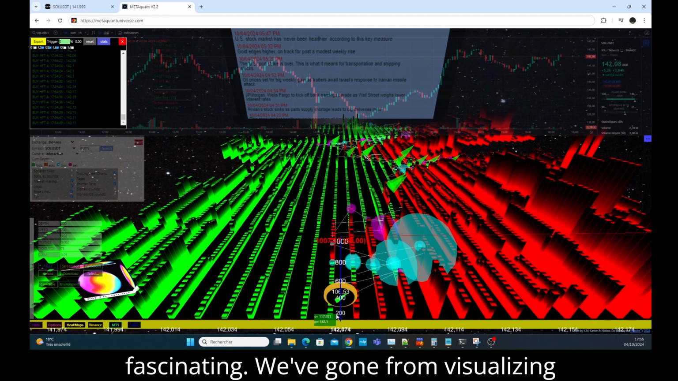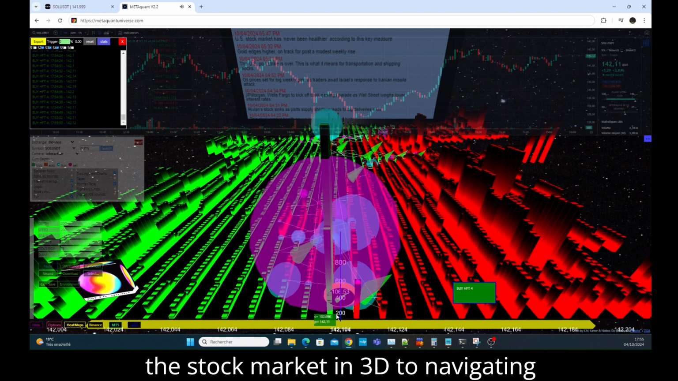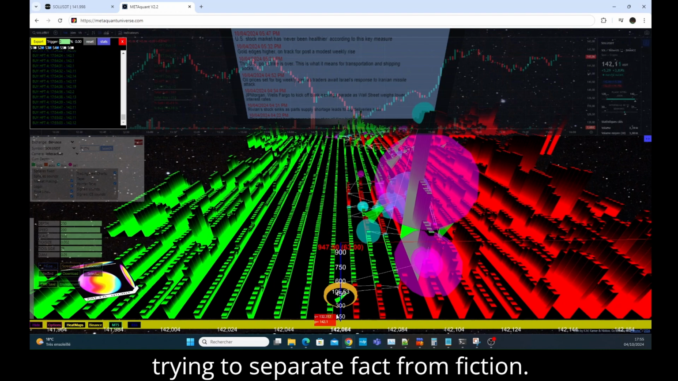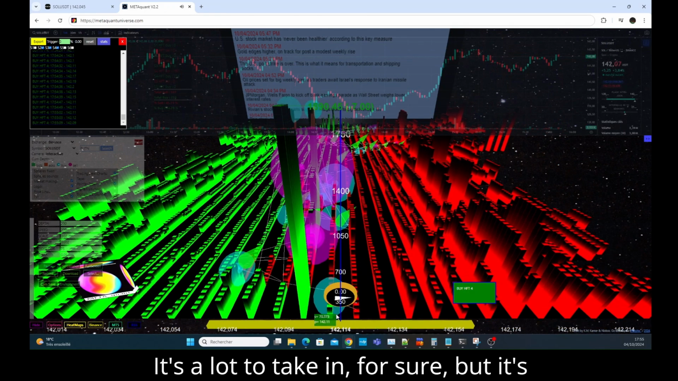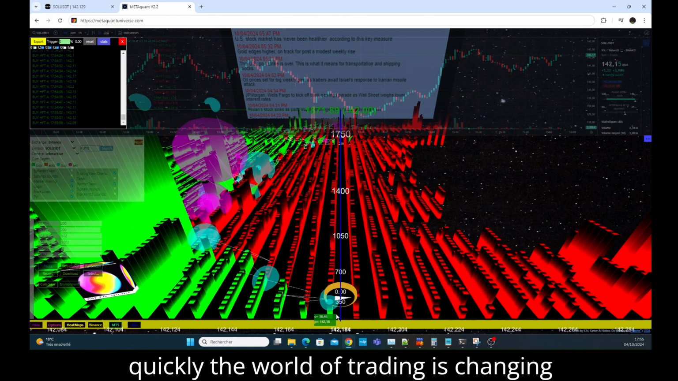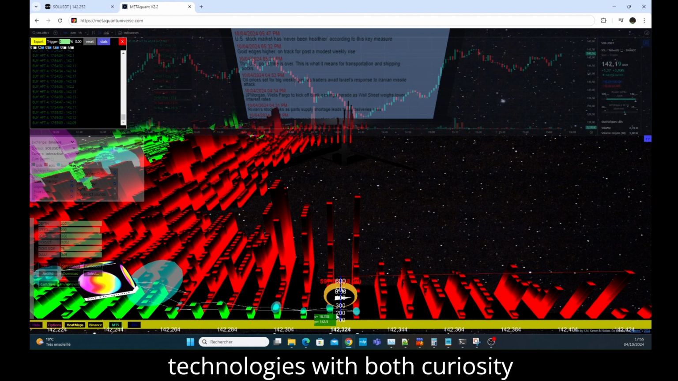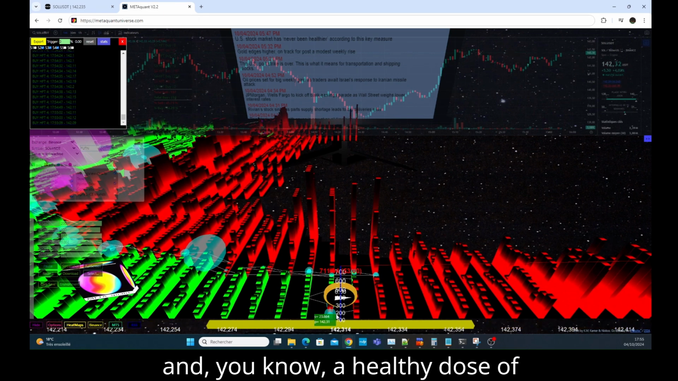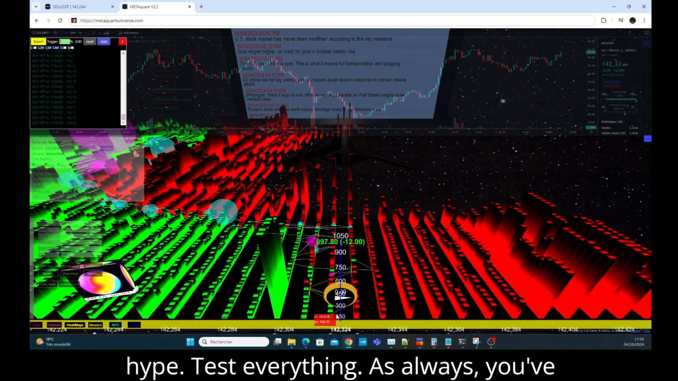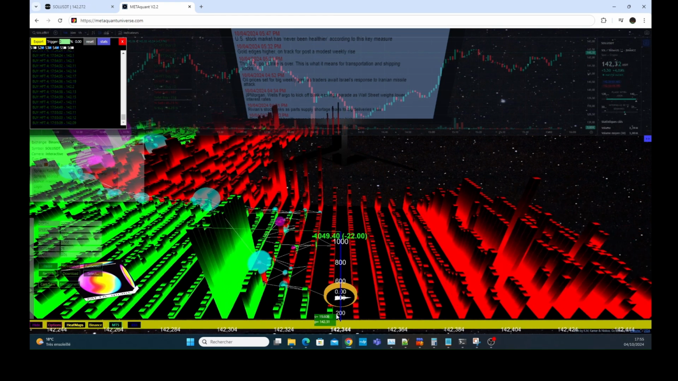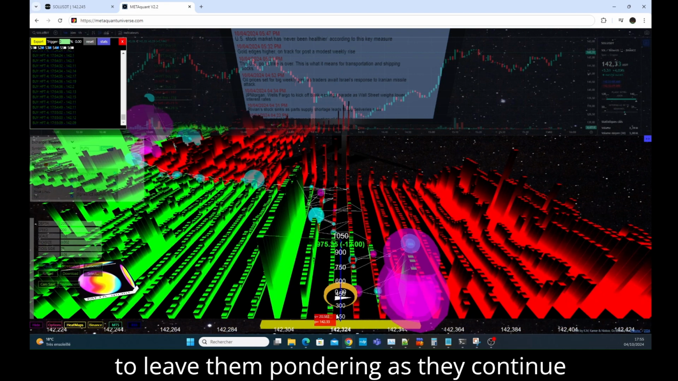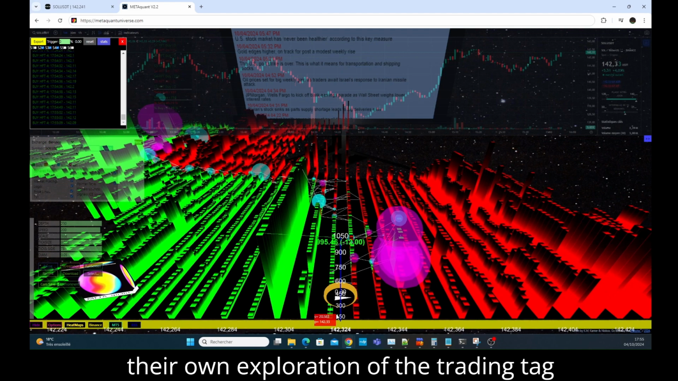Well, this has been fascinating. We've gone from visualizing the stock market in 3D to navigating the wild west of the metaverse, all while trying to separate fact from fiction. It's a lot to take in, for sure, but it's exciting stuff. It just goes to show how quickly the world of trading is changing and how important it is to approach new technologies with both curiosity and a healthy dose of skepticism. Exactly. Don't believe the hype. Test everything. As always, you've given our listeners a lot to think about. As we wrap up here, is there a final thought, a question, something you want to leave them pondering as they continue their own exploration of the trading tech landscape?